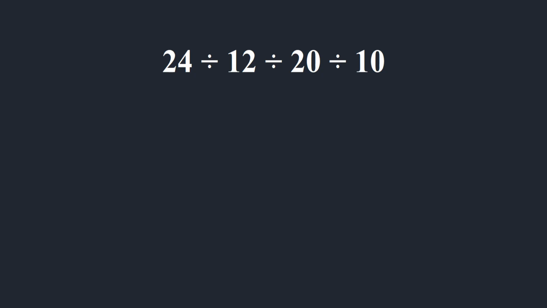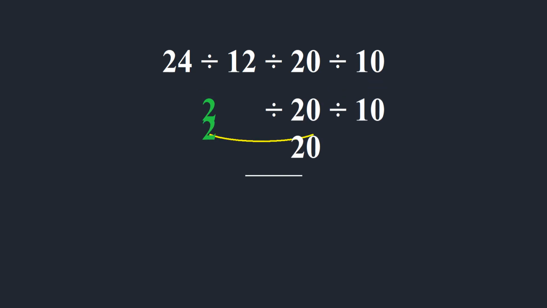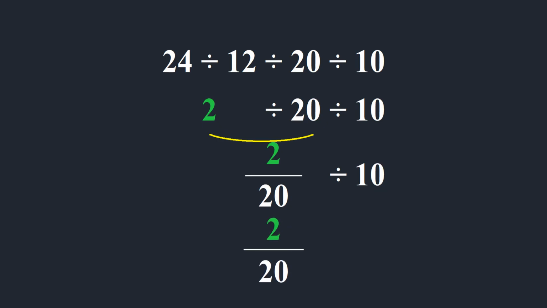So we have first this division, 24 divided by 12 equals 2. So we have 2 divided by 20 divided by 10, and we can write this part as 2 over 20 divided by 10. So we must keep the first fraction 2 over 20 and change division to multiplication, then flip the second fraction, 1 over 10, which equals 2 over 200, and this is our final answer for this problem.